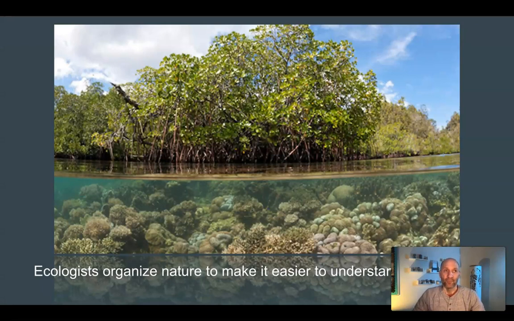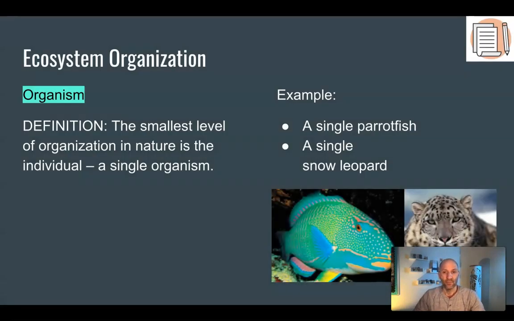Now, ecologists start with the biotic and abiotic factors of a habitat, but we can categorize things even more, and especially the organisms within that habitat. So next we're going to go over categories that we can put organisms into. The smallest category is the organism. The definition is the smallest level of organization in nature, which is just a single organism. So for example, a single parrotfish or a single snow leopard.